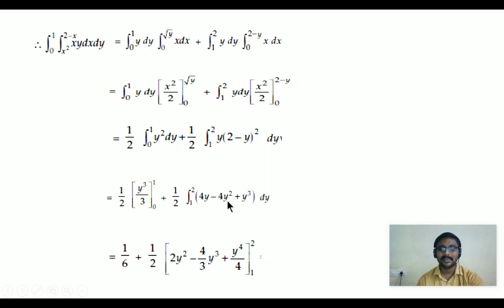And we have to integrate this. The integral of 4y is 2y square, the integral of 4y square is 4y cube by 3, and the integral of y cube is y power 4 by 4, with upper limit 2 and lower limit 1. Substituting the upper limit minus the lower limit and then simplifying, we get 1 by 6 plus 5 by 24, that is 9 by 24. Using the table of 3, that is 3 by 8. So it is the required value.